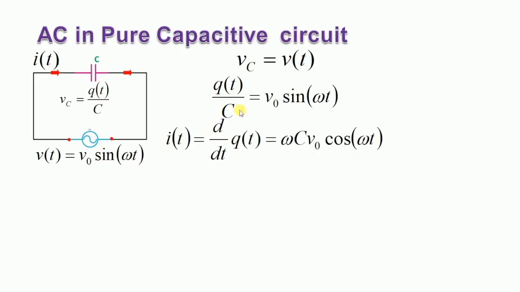Now to know the current in the circuit, that is the very objective of our discussion, I of t is equal to the first time derivative of Q of t, and naturally the derivative of sin omega t will be cos omega t multiplied by omega. So here we have omega C in multiplication with V0, and this will define the quantity I0.